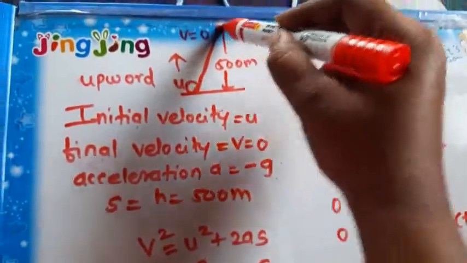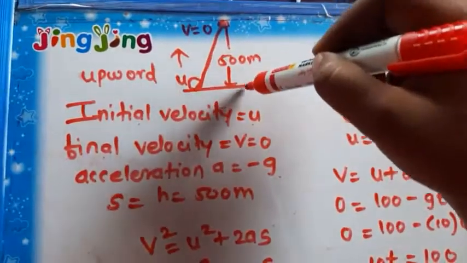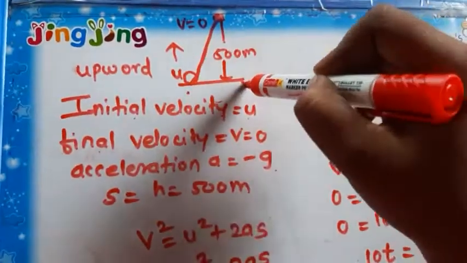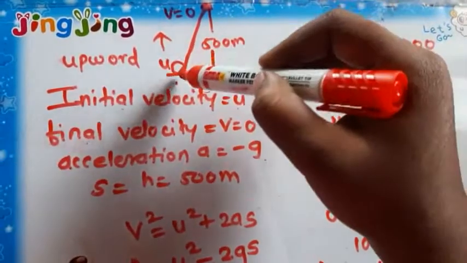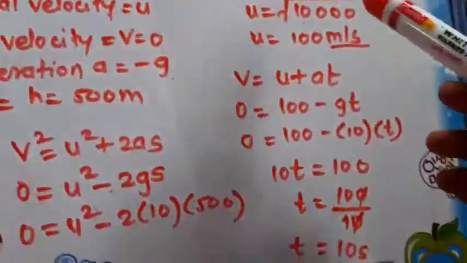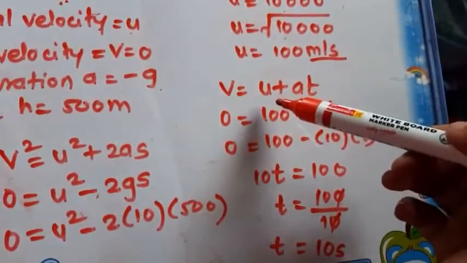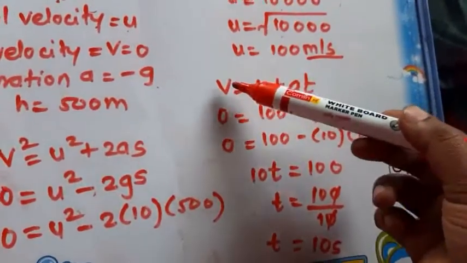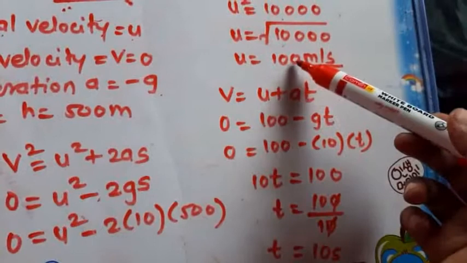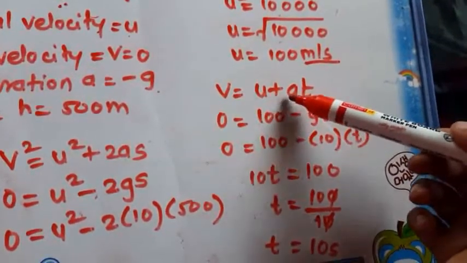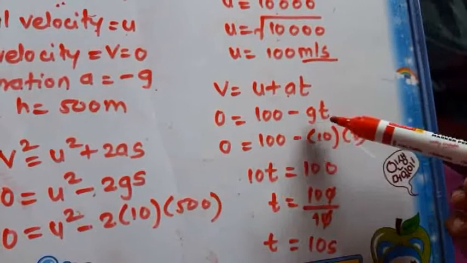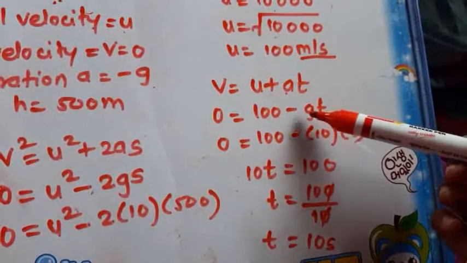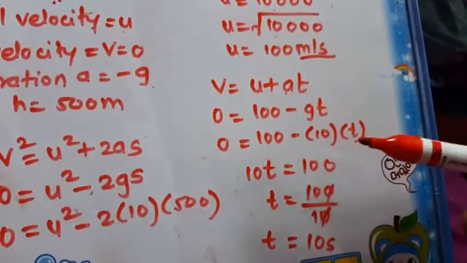It will go upward. It reaches 500 meter and it will again come back. So total time for this upward motion and downward motion we want to calculate. So first for upward we will calculate by using motion's first equation, v is equal to u plus at. As v is 0, u we have calculated as 100 meter per second, a is minus g, into t. So 0 is equal to 100 minus value of g is 10 and t as it is.